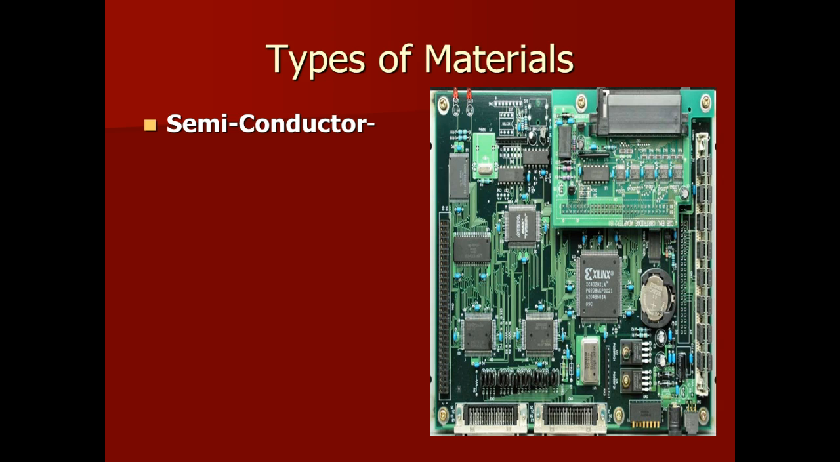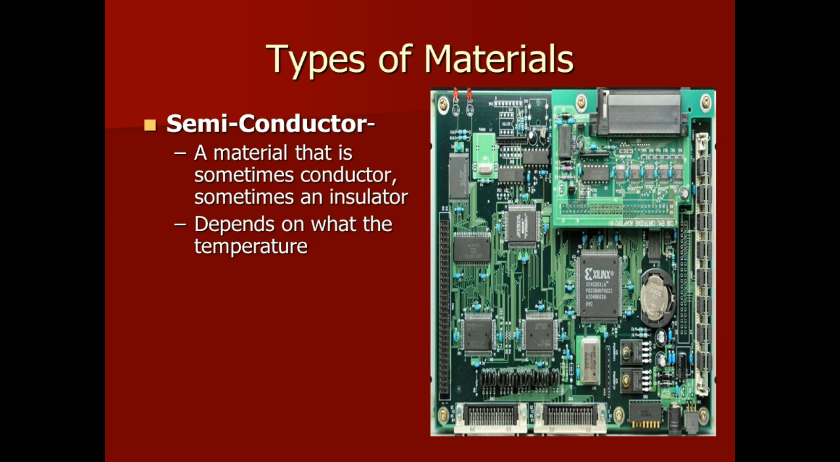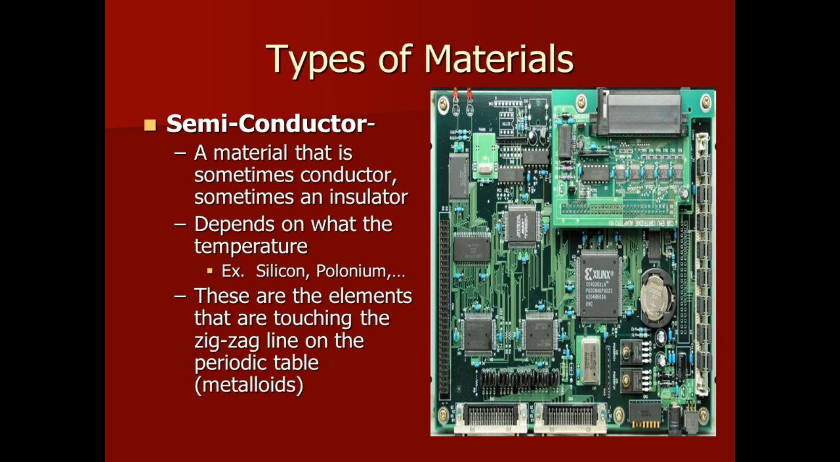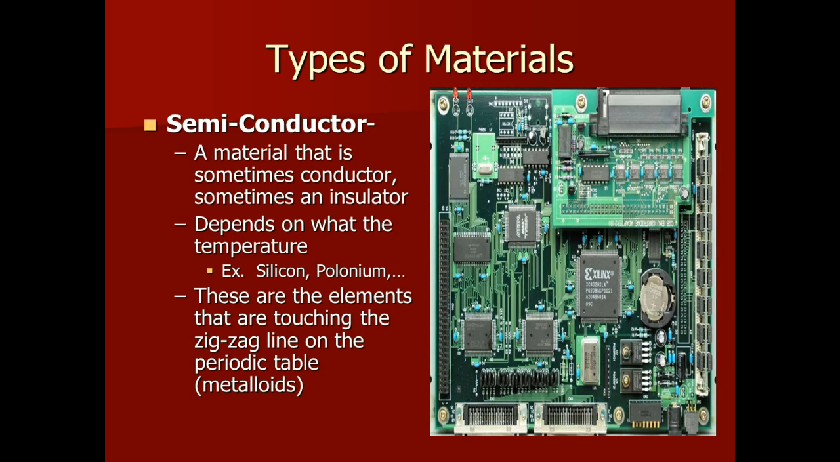Semiconductors are a very specific and special kind of material. It's a material that is sometimes a conductor, sometimes an insulator, all depending on the temperature. Silicon, polonium, these are very specific elements that create these semiconductors, and they have very specific uses. One of the most common uses for that is computers or microchips. We can turn things on and off by simply using materials that can turn on and off the flow of electrons.